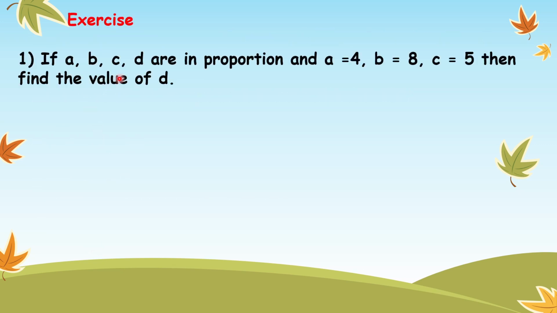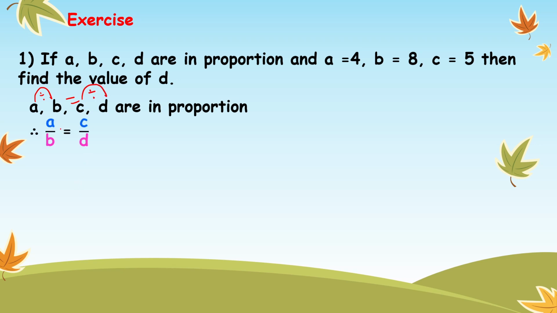If A, B, C, D are in proportion, A is equal to 4, B is equal to 8 and C is equal to 5, then find the value of D. What is given? A, B, C, D are in proportion. Then we know that the first number divided by the second number is equal to the third number divided by the fourth number. Now taking cross multiplication, A into D is equal to B into C.